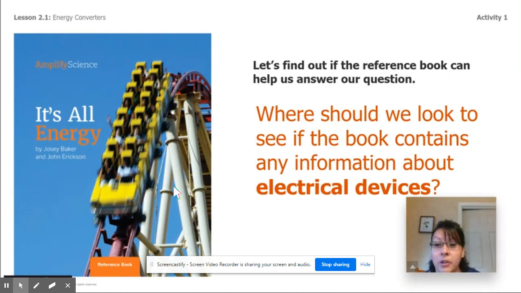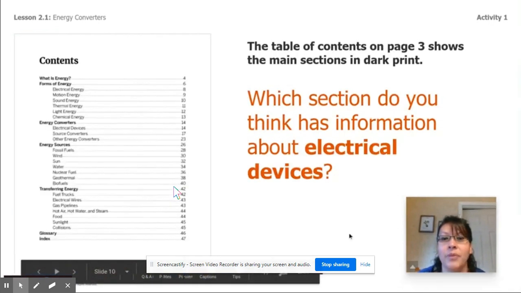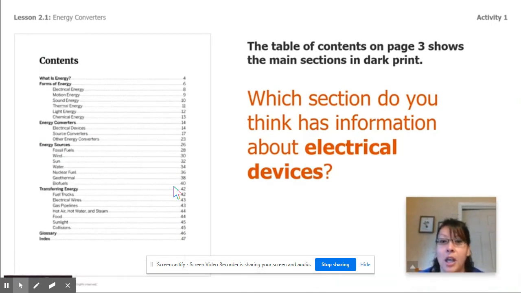Remember, reference books are used to locate specific information about topics people wonder about. The table of contents on page 3 shows the main section in dark print. So what section do you think has information about electrical devices? Again, looking at my table of contents, where do you think we should go? Yep, you're right. If you look down at electrical devices, it starts on page 14. But the heading, the main section is called energy converters, and so that's where we're going to go.